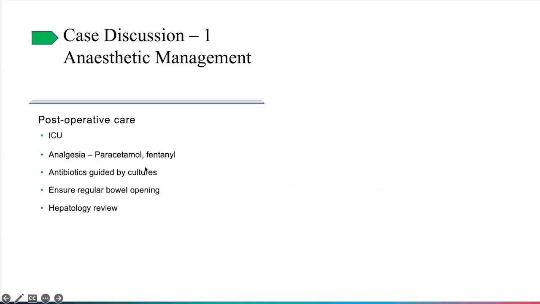Analgesia-wise, we gave paracetamol, 500 milligrams as required, and also fentanyl boluses. Antibiotics were continued, guided by culture, and laxatives were added. We got the hepatology opinion to manage the liver disease, and we regularly monitored the urine output and renal functions. The main problem we had was hepatic encephalopathy, so we had to keep the patient in the ICU for 4 days until it settled. Then the patient was sent to the ward after 4 days. So he basically recovered without any complication.